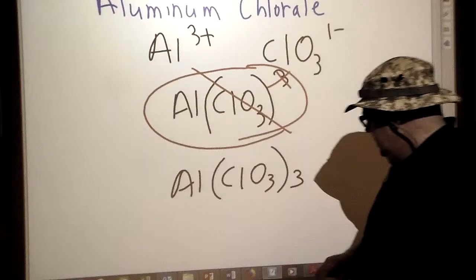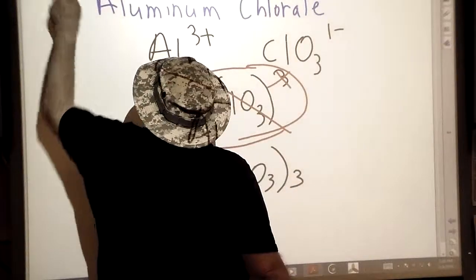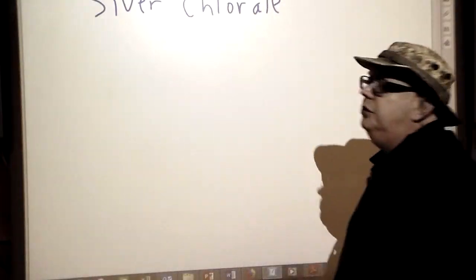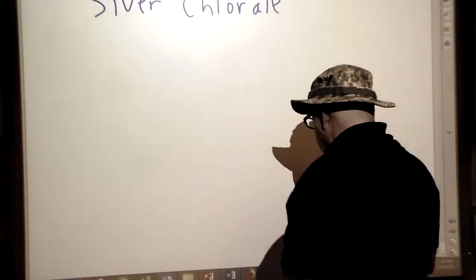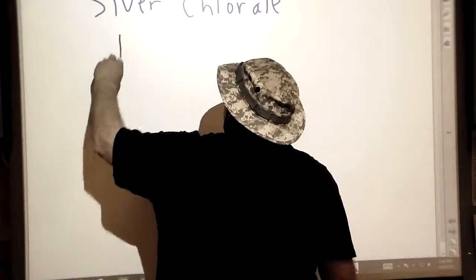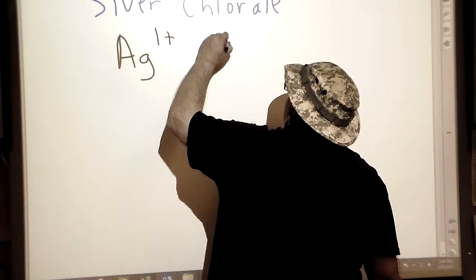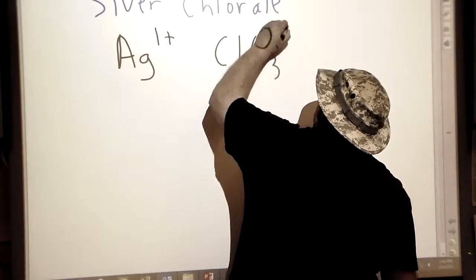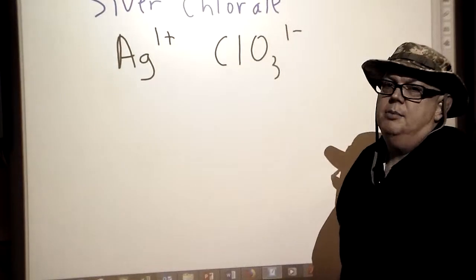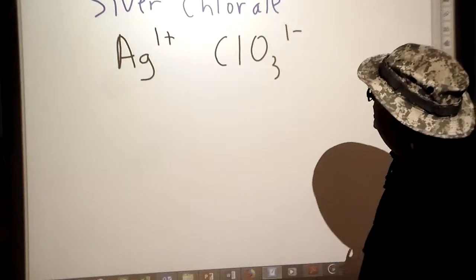Okay, let's see, do I want to do another one? Let me see. Silver chlorate, there we go. Let that be our last one. So we have Ag with a +1, and we have our chlorate, ClO3 with a -1. Oh, come on, you should be able to do this one.